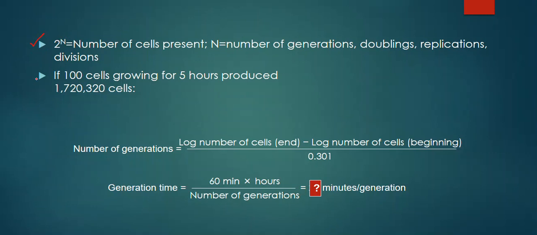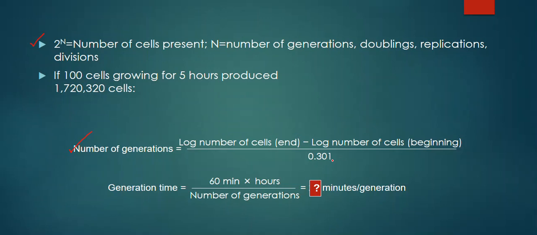So let's work on a question to look at the other formulas that I want you to know. If you have 100 cells growing for 5 hours and they produce 1,720,320 cells, what would be the number of generations and what is the generation time? The next formula that I want you to have memorized is this formula to figure out the number of generations: the log of the number of cells at the end minus the log of the number of cells at the beginning, divided by 0.301.